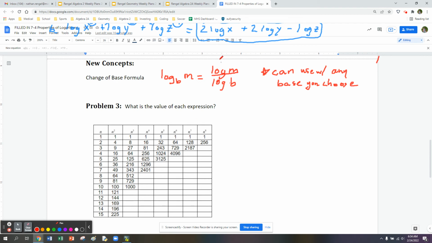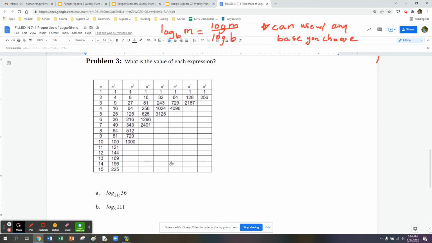Heading down to part B, I would look for 9 and 111. So here's 9, but there's no 111. And 111 is not going to be any power. So here I could just use a base of 10 to solve this one. So I'm going to do log of 111 over the log of 9. So I always take that big number over the small number. So that's what I would evaluate. So I'm going to go grab the calculator, and then we will use our calculator to solve this one.